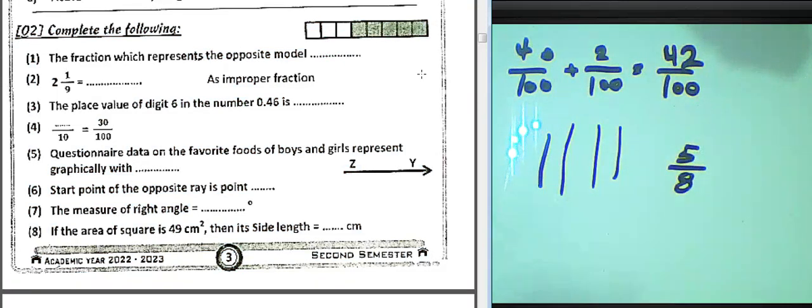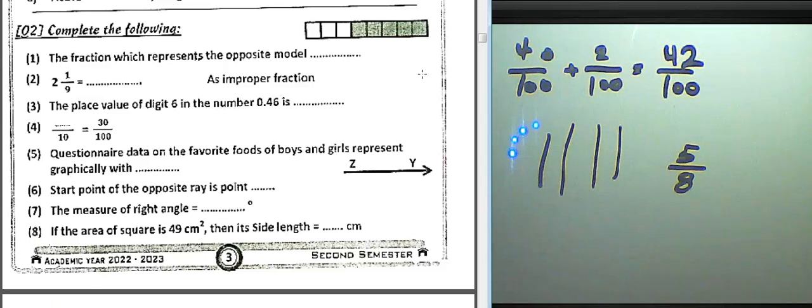2 and 1/9 as an improper fraction. We must convert from a mixed number to an improper fraction. Multiply the whole number 2 by 9 and write 9 in the denominator. 2 times 9 equals 18, plus 1 equals 19.